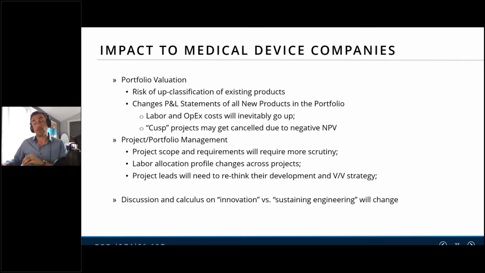So just really quick, this is going to impact portfolio evaluation. So it will more than likely impact the kinds and the amounts of projects that companies are going to want to take on, because previously 510Ks were a relatively inexpensive way to enter the market. These kinds of changes to the 510K will also change the value of entering the market based on the kinds of products that you're proposing, right?